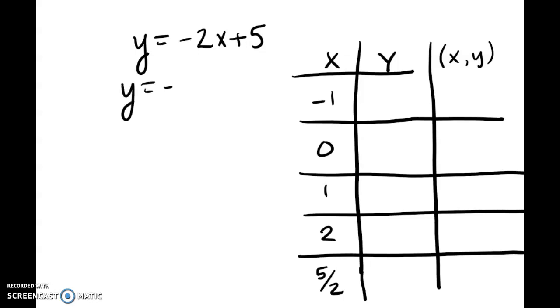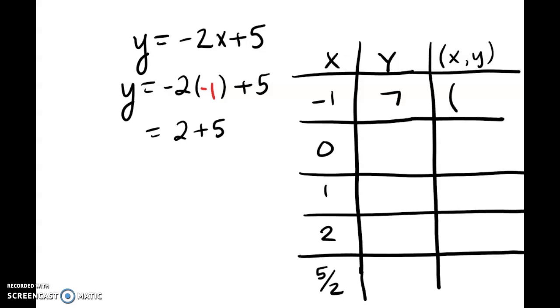So what is happening each time is I'm going to plug in the value for x and then find y. So the first time here, I'm going to plug in negative 1 here. I am going to obtain 2 plus 5, or 7. Then writing it as an ordered pair for the third column, I would put negative 1 comma 7. The next one here. So what changes is in place of the 1, we'll put a 0. And negative 2 times 0 gives me 0. And 0 plus 5 is 5.